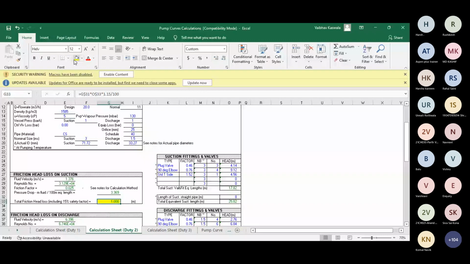You can just see the suction line was 3 inch. If I change it to 2 inch, then it is reducing. Okay, so you can see, if I am reducing the suction line size, then what will happen? Your velocity will increase, right? This is the velocity. You just note it down.